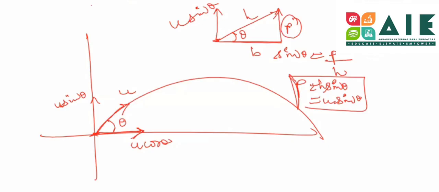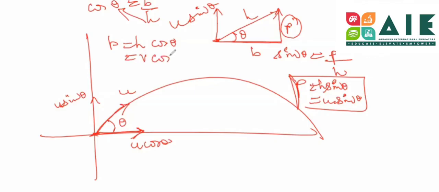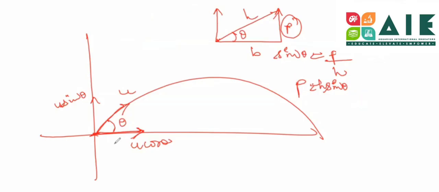So my cos theta angle is base over hypotenuse. Yes, ma'am. What is the value of base? h into cos theta. This will come over here, right? Yes, ma'am. What is the value of h? v cos theta. So this is what I had written here. Understood how we are giving it the names? Any doubts? No, ma'am.